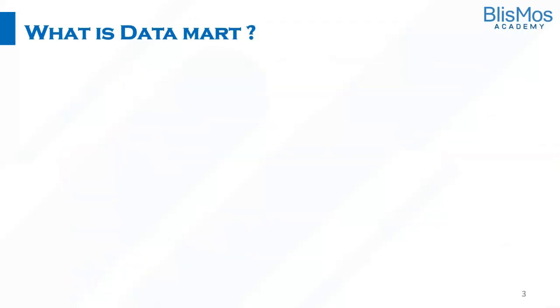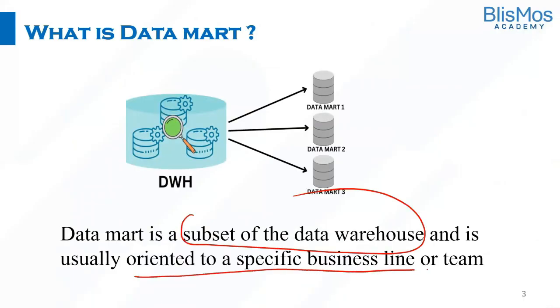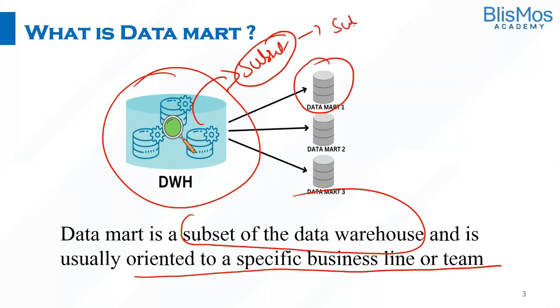So what is a data mart then? A data mart is a subset of the data warehouse and it is usually oriented to a specific business line, team, or subject. So a data warehouse is a monolithic repository of data involving multiple subjects, which is one in an organization. If I want a particular subject's data, then that is where we extract the subset of the data pertinent to particular subjects and make data marts out of it.